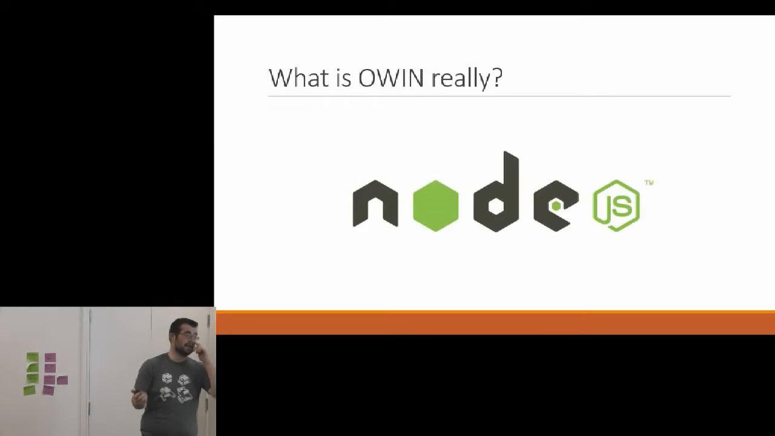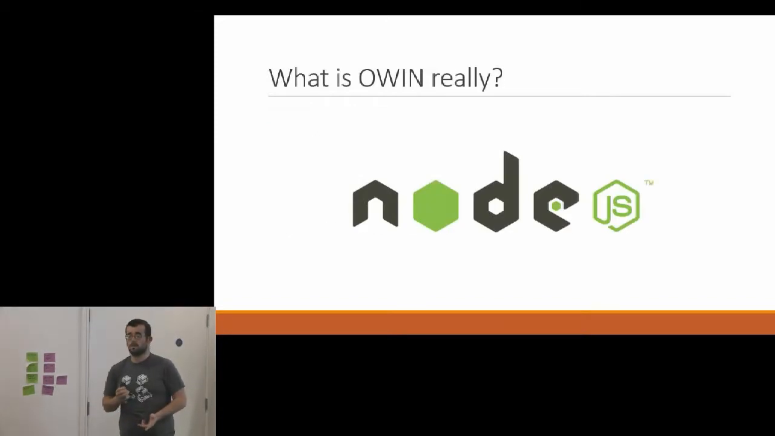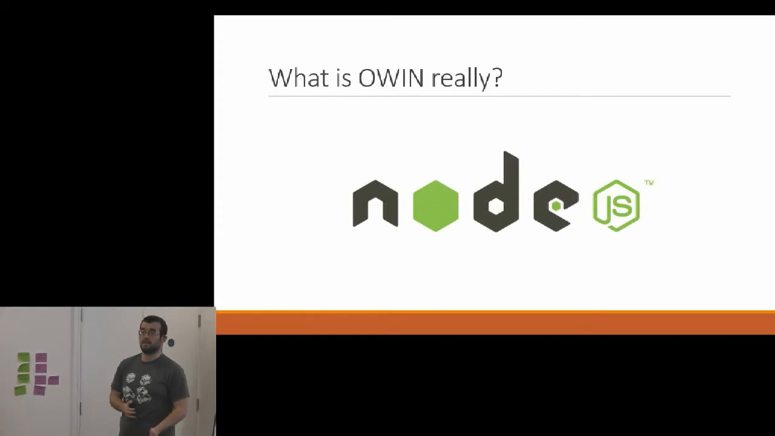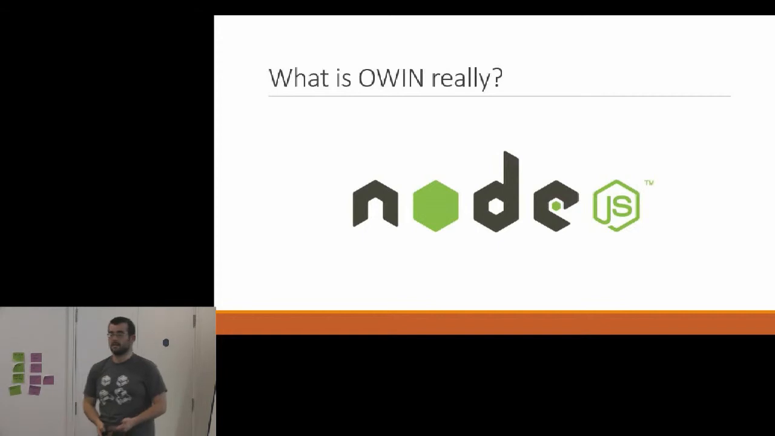So what is OWIN really? It's Microsoft's answer to Node.js. So who has used Node or Connect in particular? More people. So if you're familiar with Connect, it allows you to chain together middleware to form a pipeline so the request comes in, goes through authentication, routing, and eventually gets handed off to your code. And the idea is that you can have small focused components that build up an entire application. So OWIN seeks to bring that to the Microsoft platform.